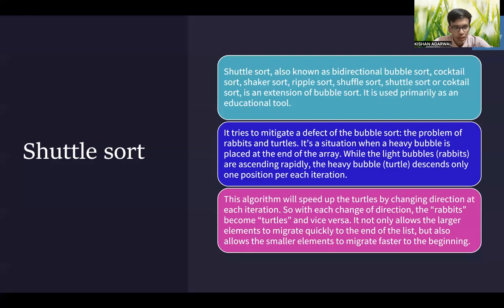So as we know, shuttle sort is a type of bubble sort. It also comes under the comparison sorts. So what are comparison sorts? Just now I said there are different examples of comparison sorts, like quick sort, merge sort, and many others. In that same order, we have shuttle sort, which is also a comparison sort.